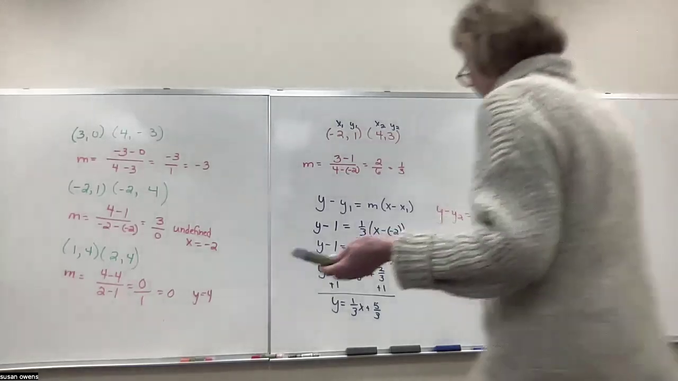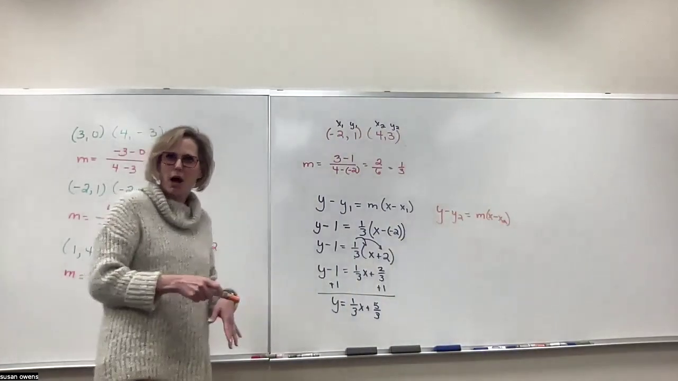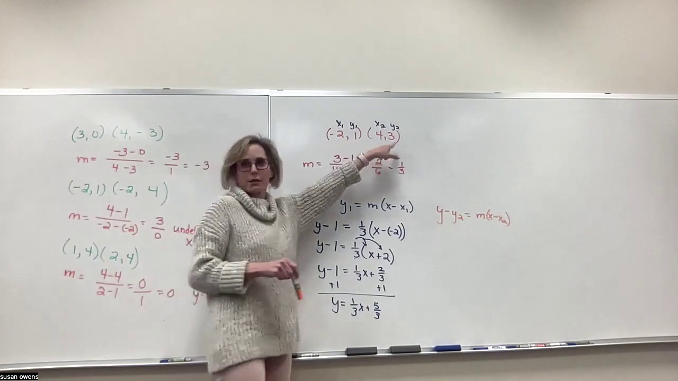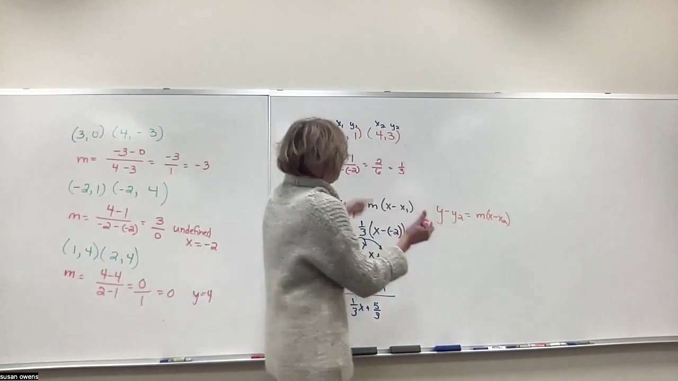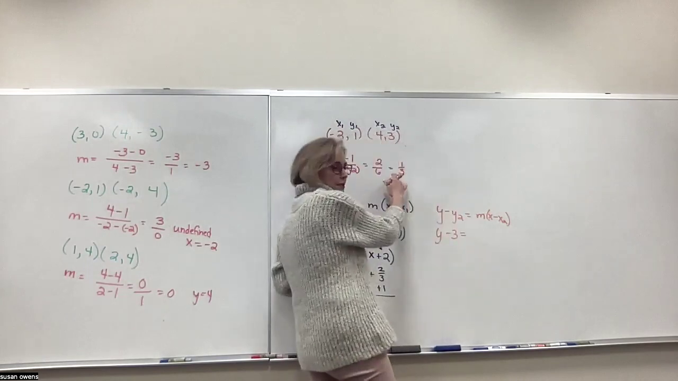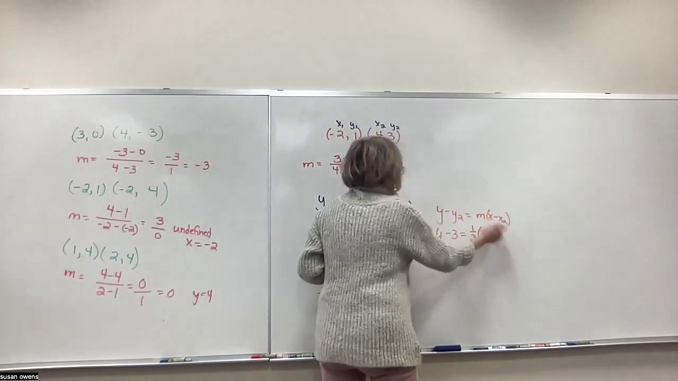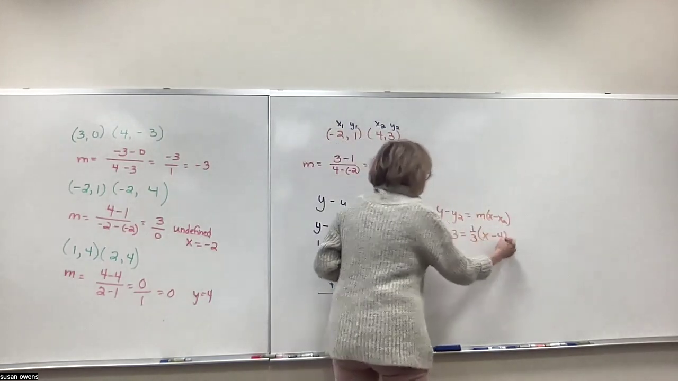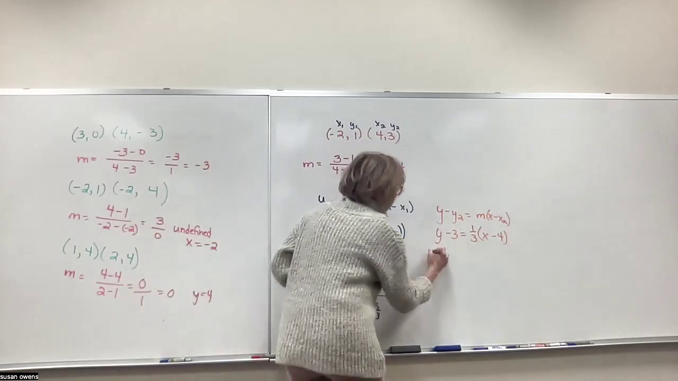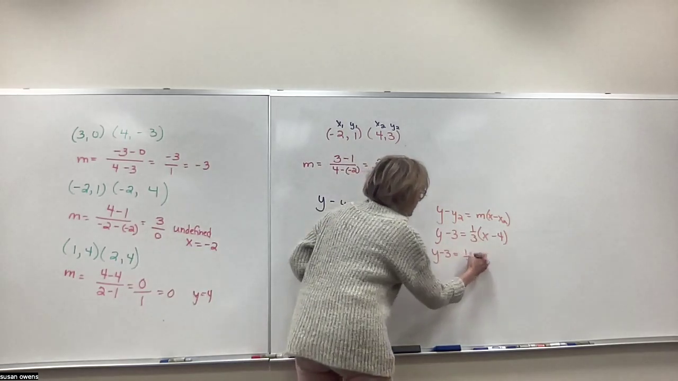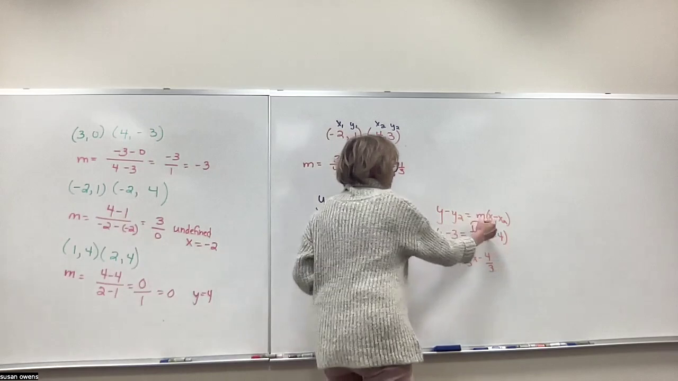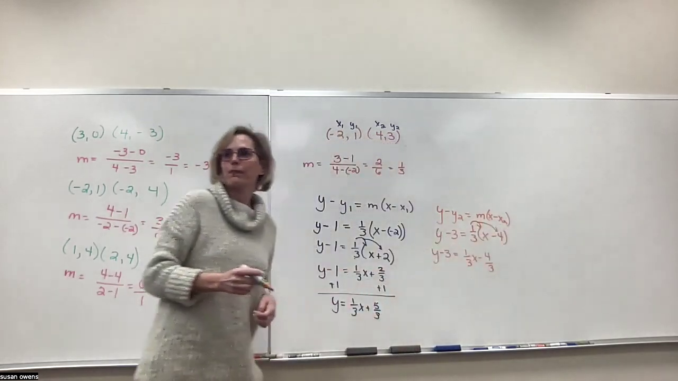Awesome. Now, I just want to show you, you don't have to do it 2 ways, and you can just watch this one if you want to. If I had chosen not to use the -2, 1, and had chosen to use the 4, 3, I'll get the same answer. So y minus 3, the y value there, is equal to the slope, which is still 1/3, times x minus the x of 4. Again, I'm going to distribute that 1/3 through the parentheses. So y minus 3 is equal to 1/3 x minus 4/3. I just multiplied the 1/3 times the x and then the 1/3 times the 4.